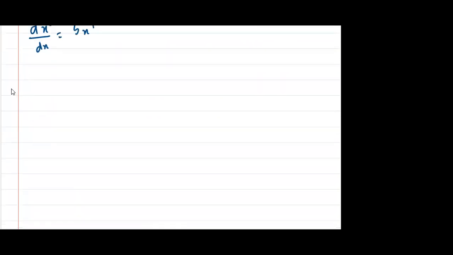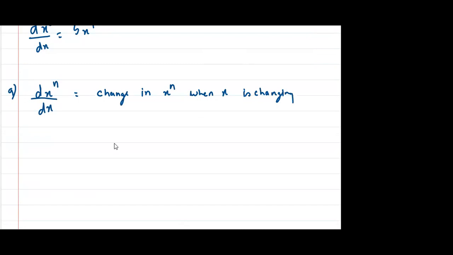This is the first formula, which is d(x to the power n) by dx. What is the meaning of this? The meaning of this is the change in x to the power n when x is changing. अब समझ में आया? मतलब समझ में आ रहा है? So this is given by n x to the power n minus 1. ठीक है?